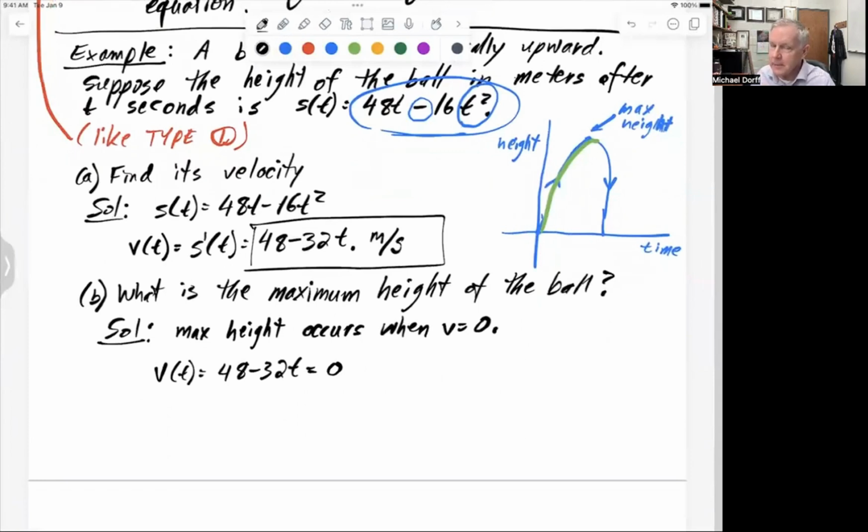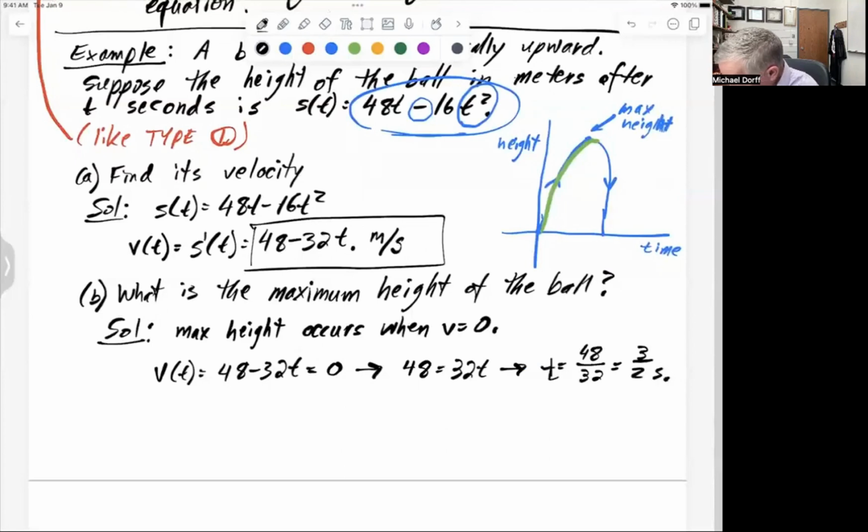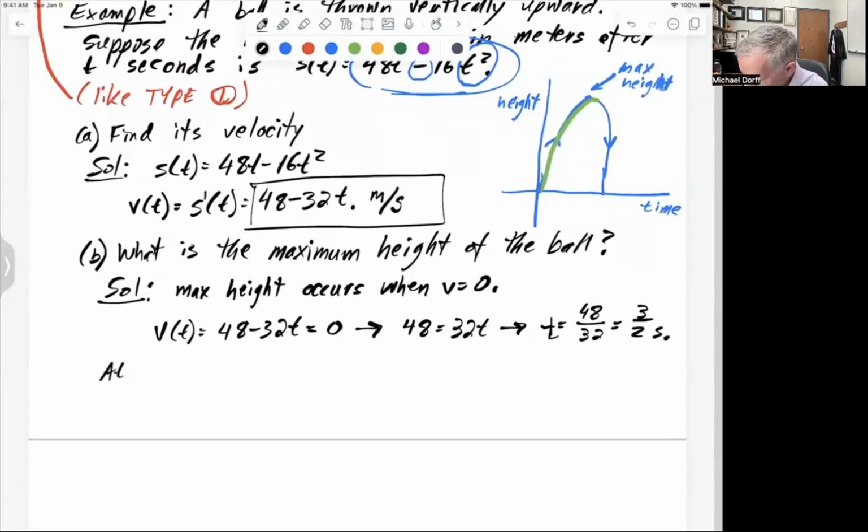Now, that doesn't give us the maximum height, but we need to figure out the time first in order to figure out the maximum height. So this problem really has two parts to it. All right, so we've got this. I bring the 32 onto the other side. I get 48 equals 32t. Divide by 32, and I get t equals 48 over 32, which then if I divide the top and bottom by 16, I get 3/2, and that's seconds. So at 3/2 seconds, the ball has velocity equal to 0 and is at its maximum height.